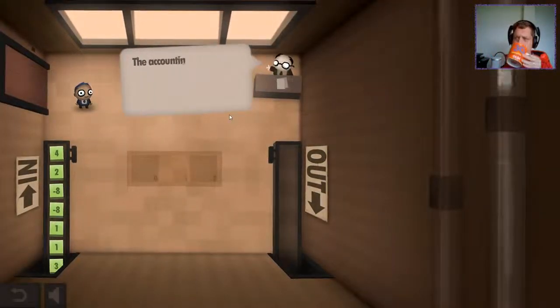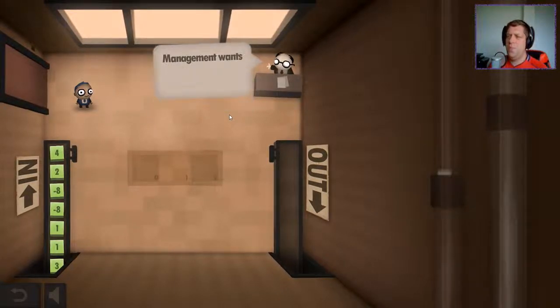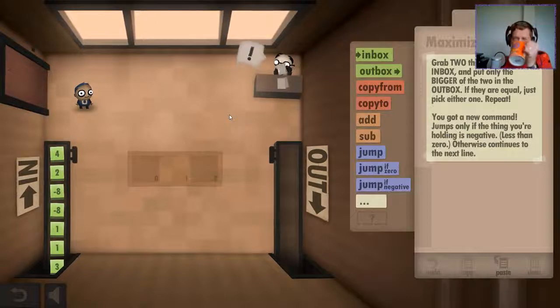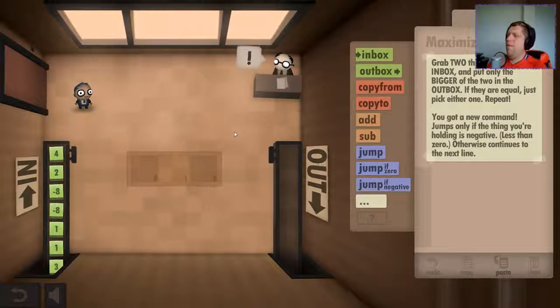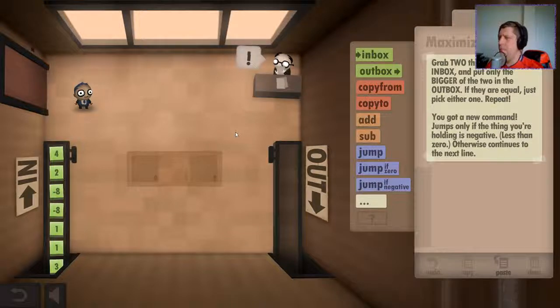There's been a change of plans. The accounting department has determined that treating all numbers equally is no longer profitable. Management wants the big numbers only. Grab two things from the inbox, and put only the bigger of the two in the outbox. If they are equal, just pick either one and repeat.